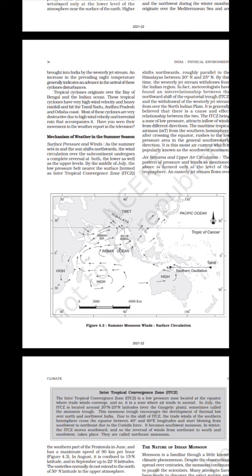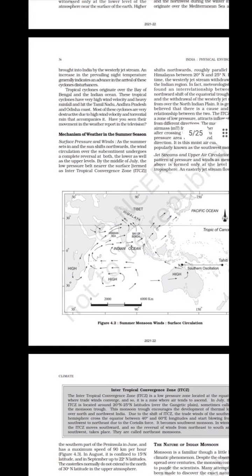Tropical cyclones originate over the Bay of Bengal and the Indian Ocean. These tropical cyclones have very high wind velocity and heavy rainfall and hit the Tamil Nadu, Andhra Pradesh and Orissa coast. Most of these cyclones are very destructive due to high wind velocity and torrential rain that accompanies it. Have you seen their movement in the weather report on the television?